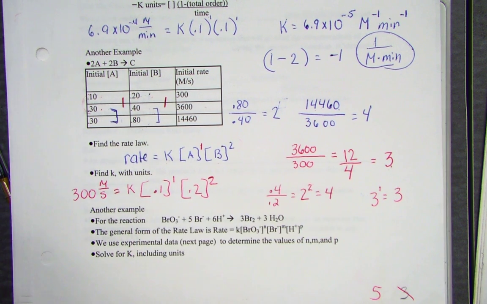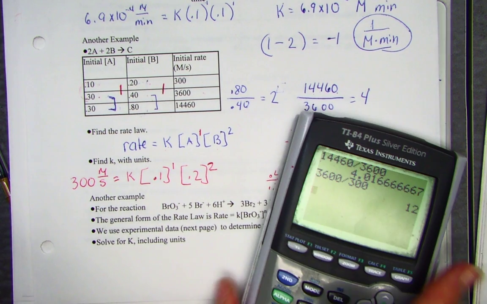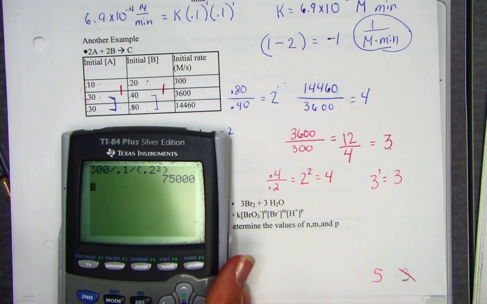Let's solve for K and include the units. 300 divided by 0.1 to the first power divided by 0.2 squared gives us a K constant of 75,000.